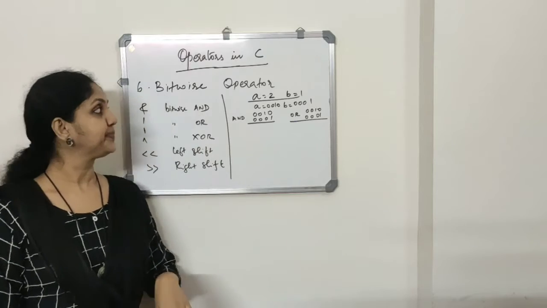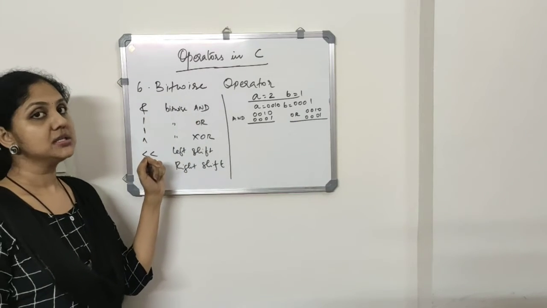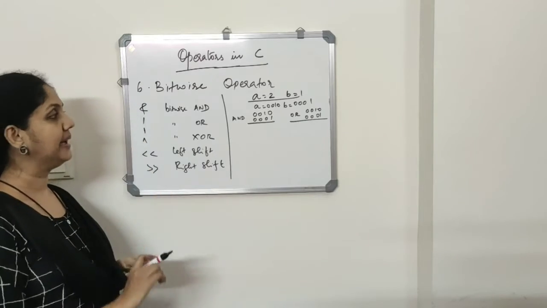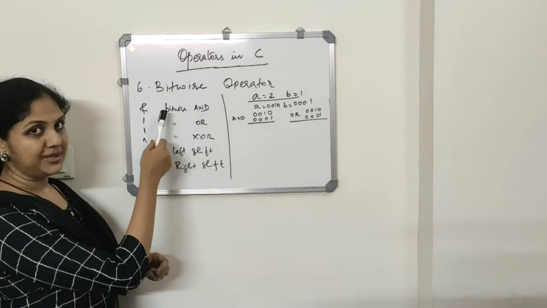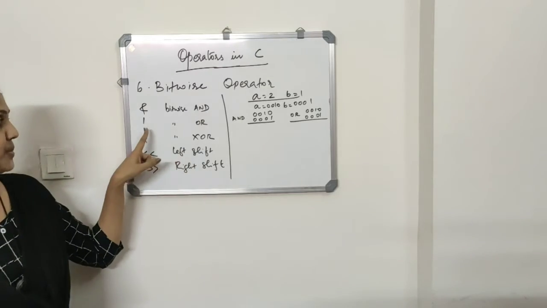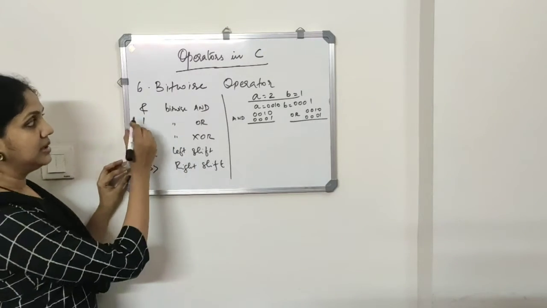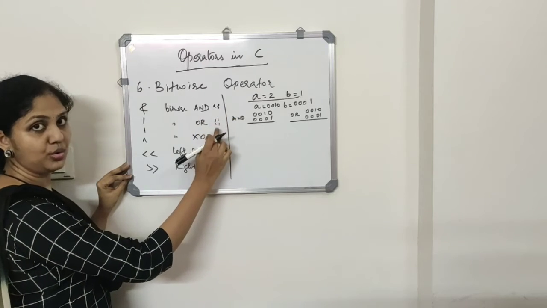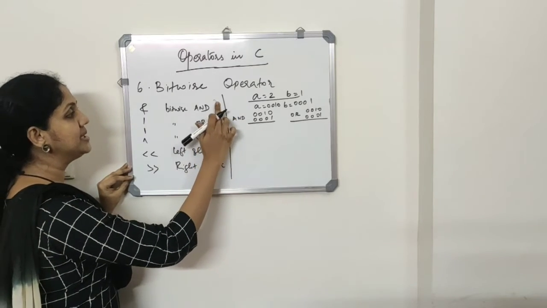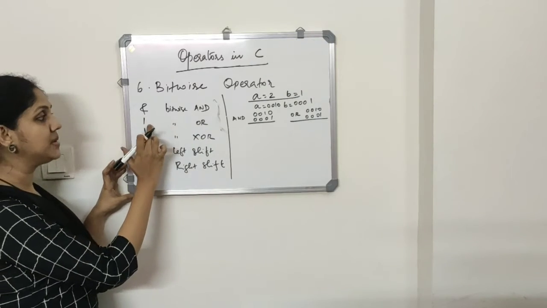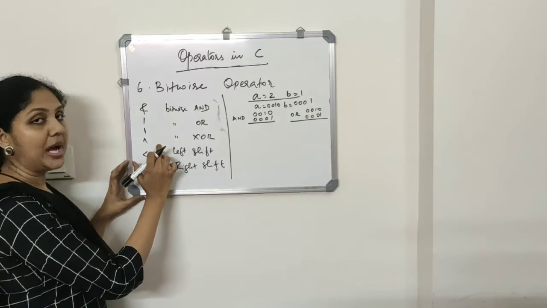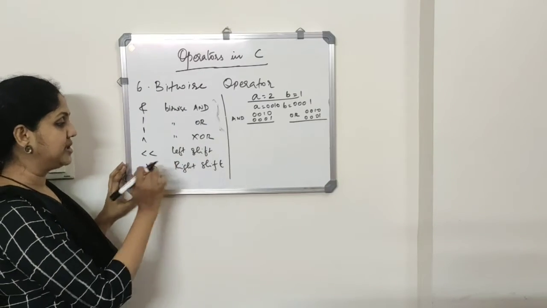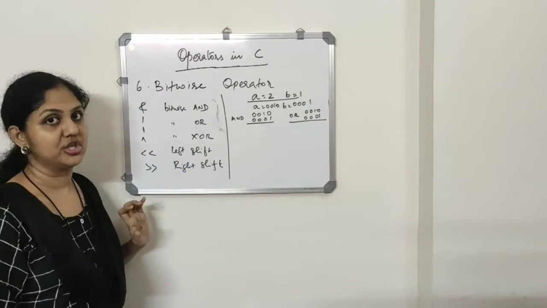Bitwise operator. The bitwise operators will perform the operations at the bit level, binary level. So the bitwise operators are bitwise AND, bitwise OR. See, this is logical AND, 2 ampersands. This is logical OR, 2 pipe operators. But if you are using single ones, this is bitwise AND, bitwise OR. This is bitwise exclusive OR, and 2 less than gives left shift and 2 greater than means right shift.